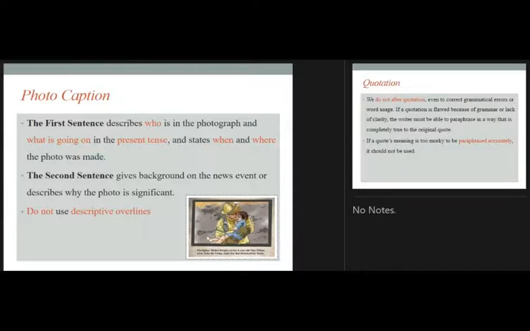In writing a photo caption, the first sentence describes who is in the photograph and what is going on, in the present tense, and states when and where the photo was made. The second sentence gives background on the news event or describes why the photo is significant, and don't use descriptive overlines.